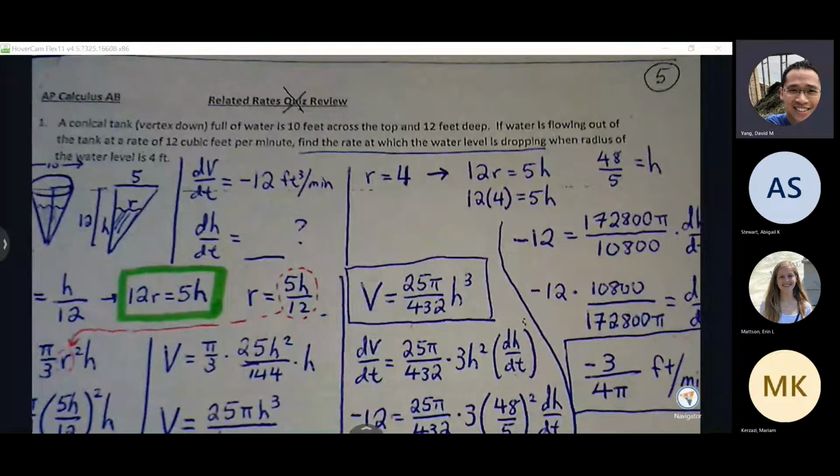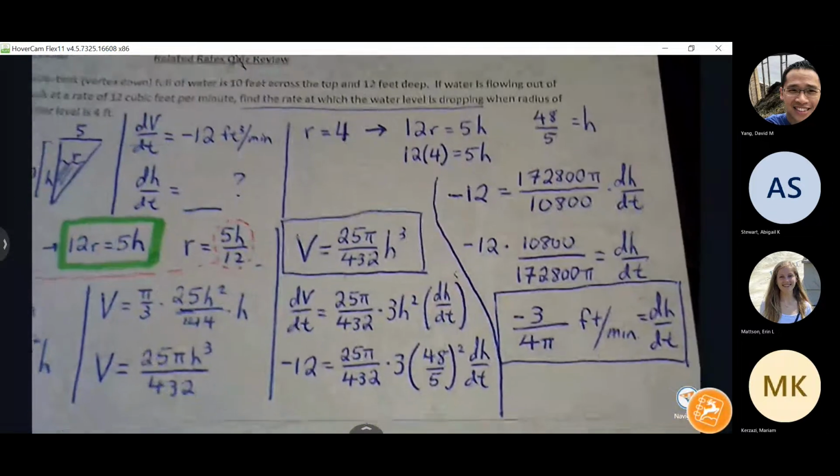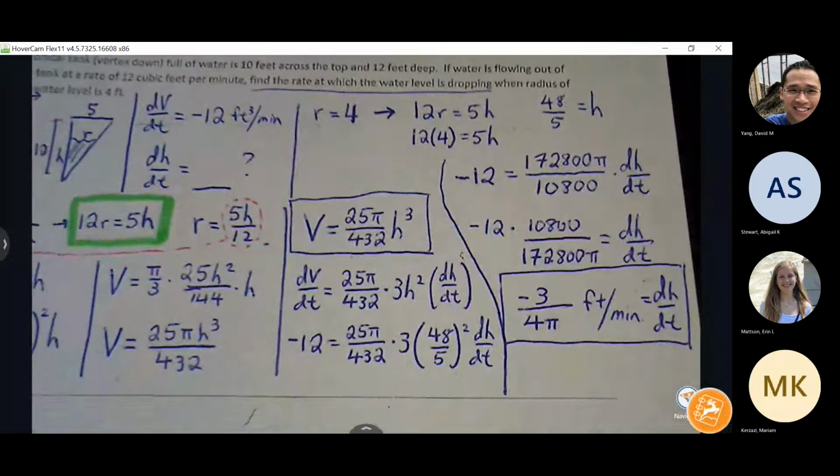Yeah, page 5 in the packet. Let me know if you don't have it. All right, any questions with?